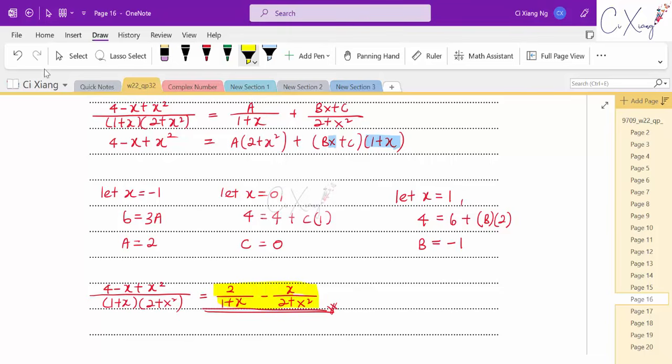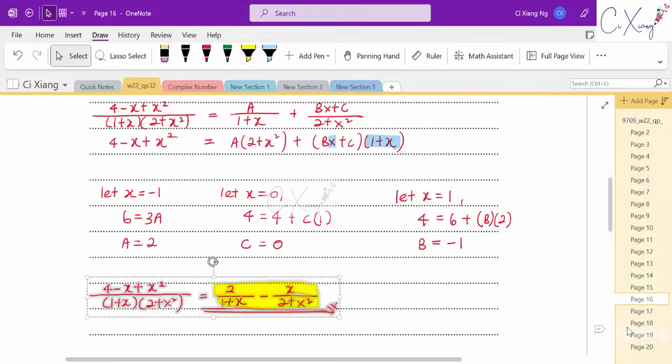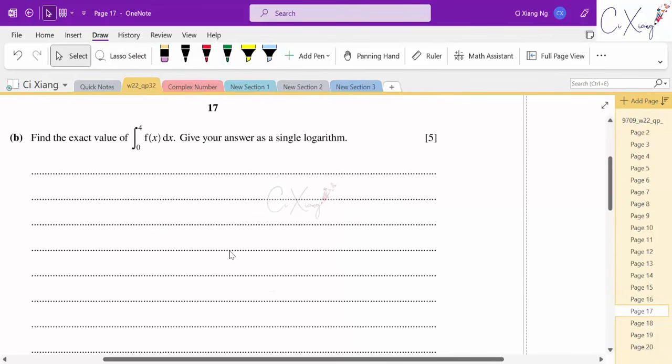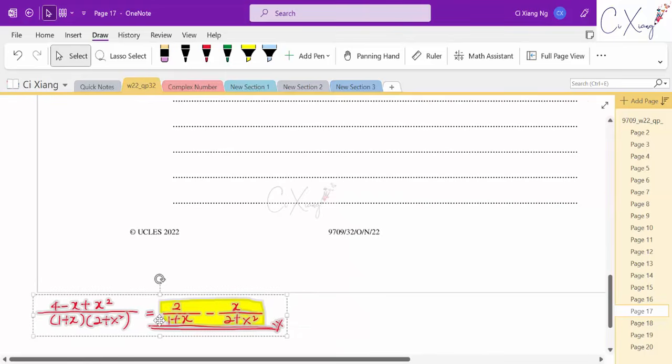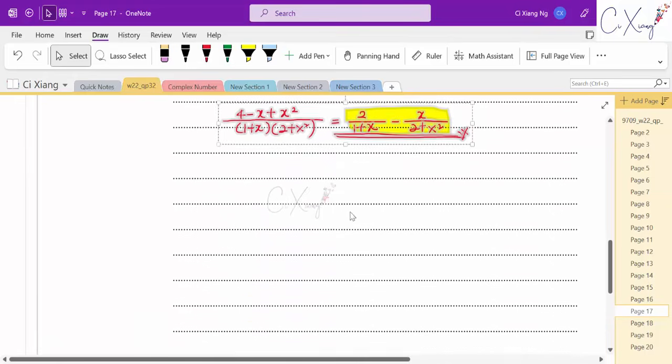Okay, so this is how we get the partial fraction for part number 1. And now let's proceed to part number 2. For part number 2, they want us to apply integration. So I just want to recall back my result here. I'll bring it out first.